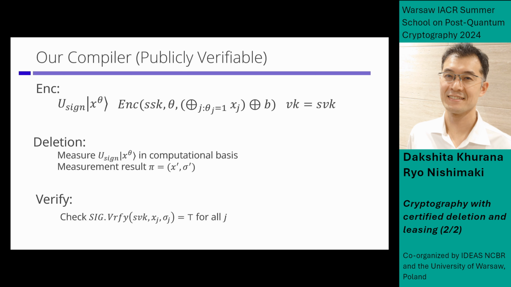If we measure in the computational basis, then we get a signature for 0 or 1. We check all signatures by using the verification algorithm of the signature scheme. We do not check by using the basis choice and bit string x, we just check signatures. So it is publicly verifiable, because we only need the verification key of the signatures.